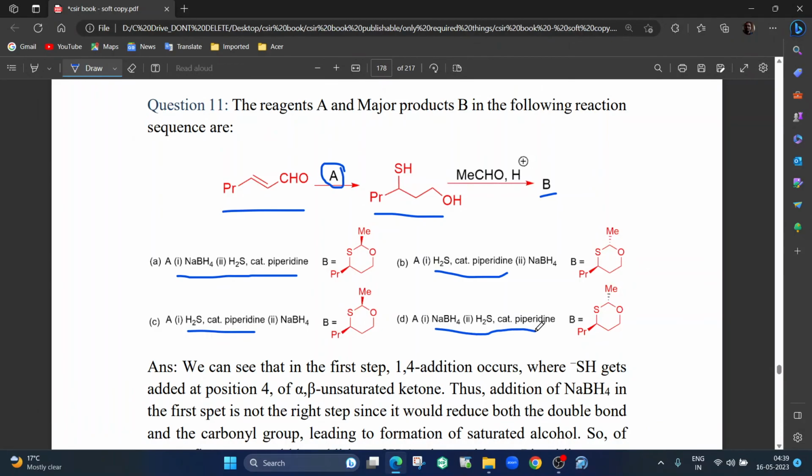So basically we have two choices. Either you add first NaBH4 and then you add H2S, or you add first H2S and then in the second step you add NaBH4. Now very clearly this is an alpha beta unsaturated carbonyl. So how does it look like? It is like this, right?